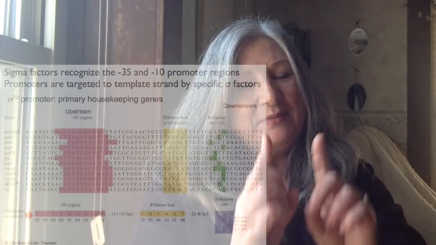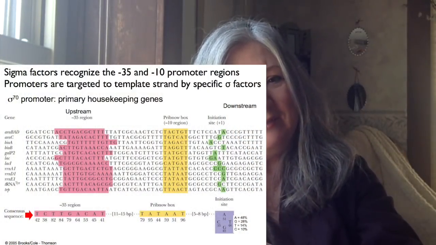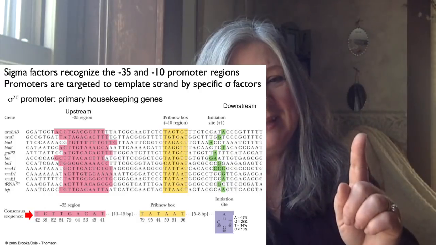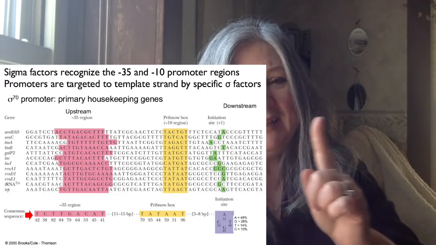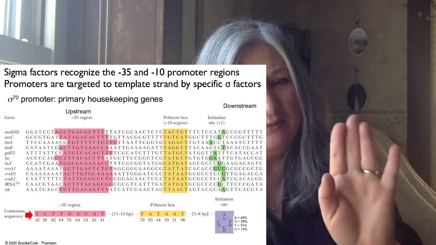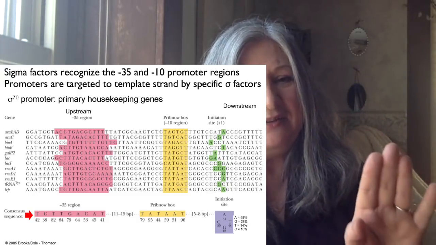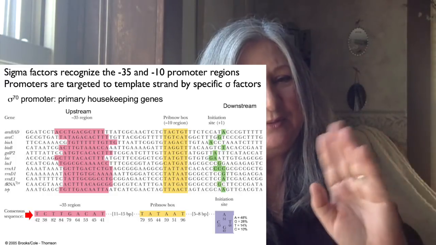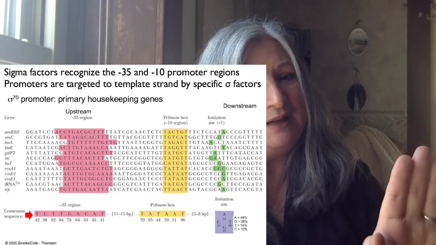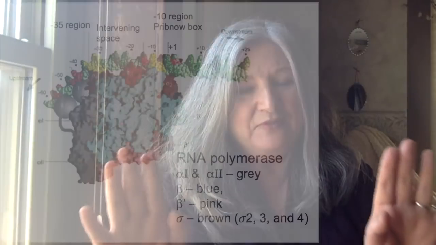The regions of the promoter that we're interested in for sigma binding are called the -10 region and the -35 region. And the intervening space is also important between them. Different promoters have different lengths of DNA between these two regions. As you can see from this diagram, the -10 region is also called the Pribnow box, and this is what we call the -10 region in E. coli. Both the -35 and the -10 regions are very important for attracting the sigma factor.